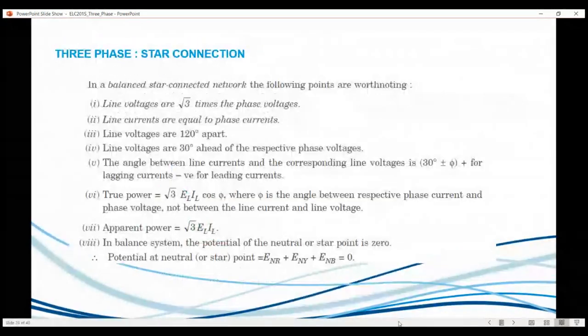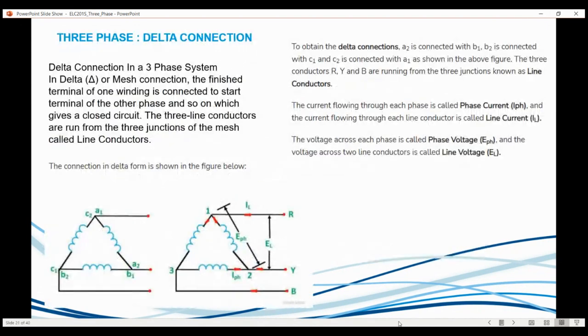Next, I'm just summarizing the star connection. Line voltages are √3 times the phase voltage. Line currents are equal to the phase currents. Line voltages are 120 degrees apart. Line voltages are 30 degrees ahead of the phase voltages, and that's something important. Maybe if you do 3-phase circuits, we'll talk about the other stuff. So that's just important to note.